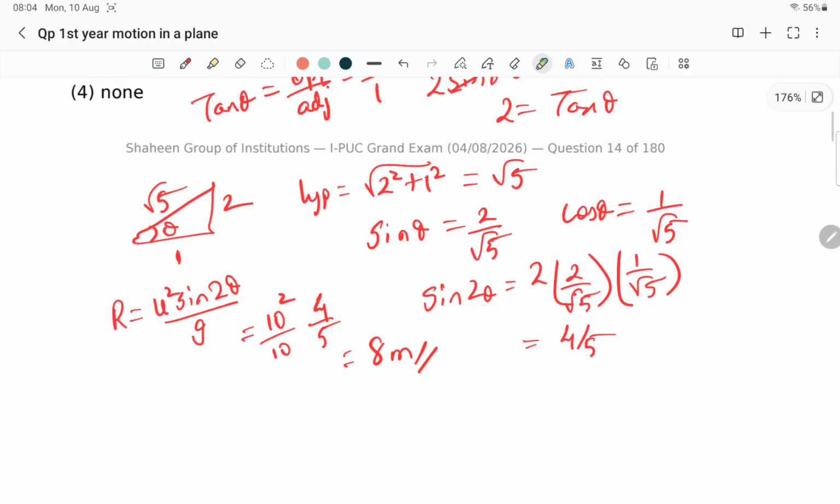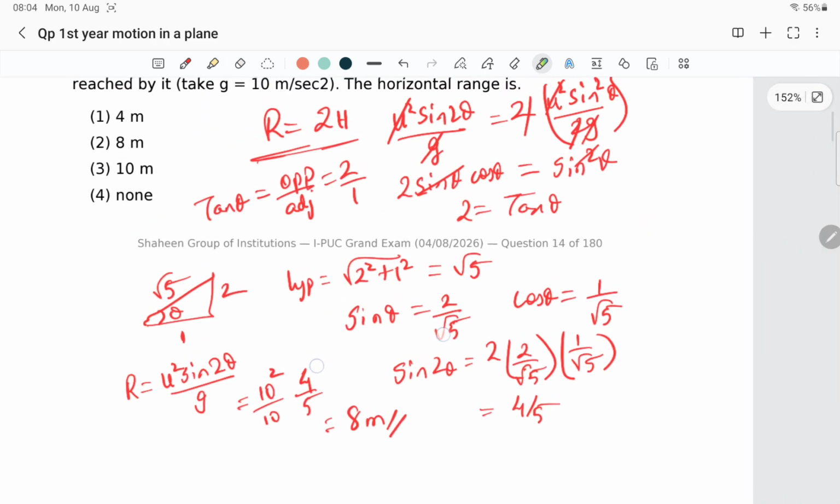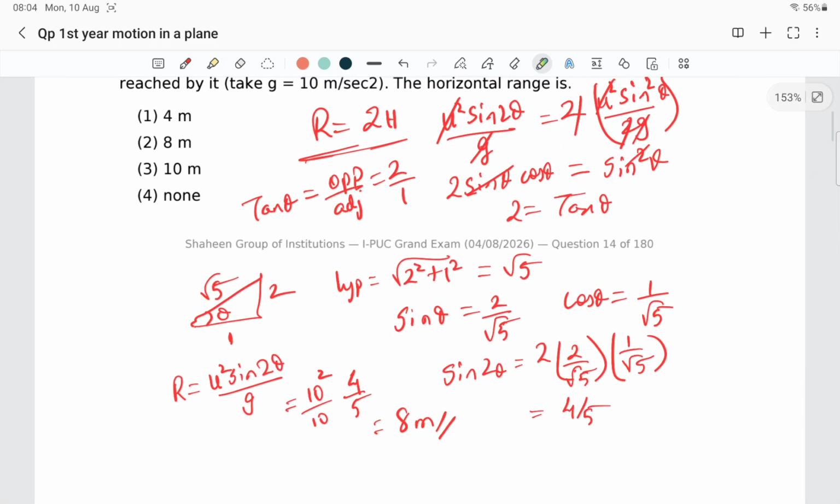Why did we find out sine 2 theta? To substitute in this formula, r equals u square sine 2 theta by g. So when you do that, you get this answer. I hope this particular one is clear. You can make a note, then we'll move on to the next one.